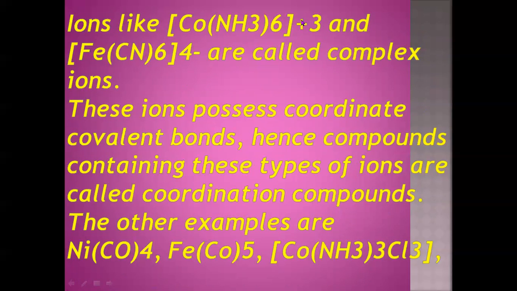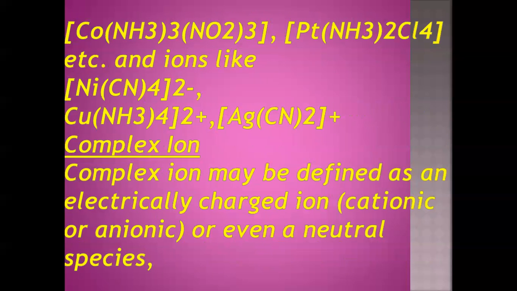Now, the ions produced in water, like Co(NH3)6 with 3 positive charges or Fe(CN)6 with 4 negative charges, are called complex ions. These ions possess coordinate covalent bonds. This is the reason why these compounds are called complexes or coordinate covalent compounds. There are a few other examples given here, nickel tetracarbonyl, etc., which are examples of complexes or coordination compounds.